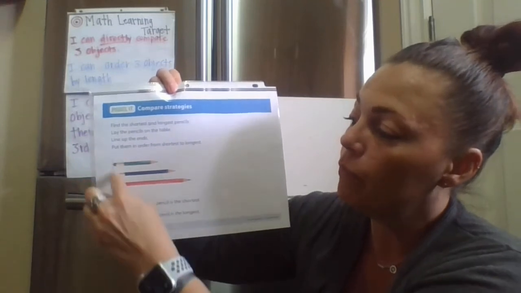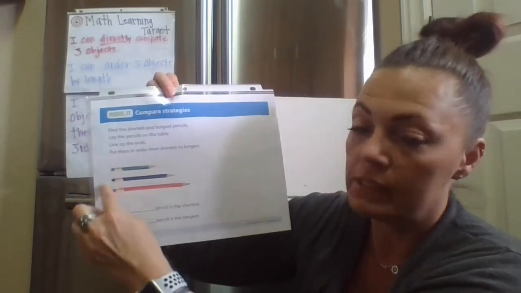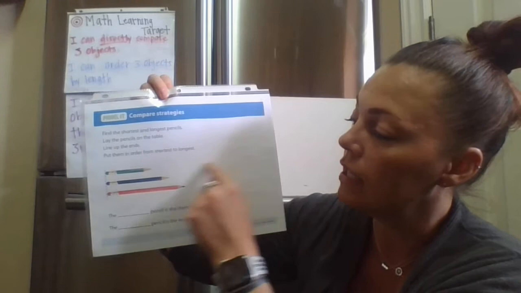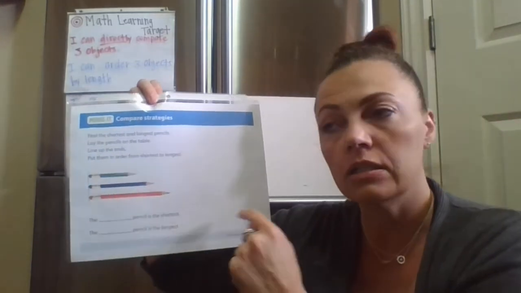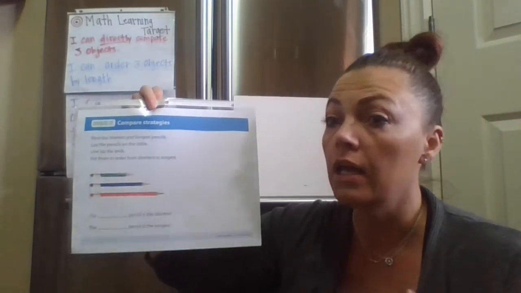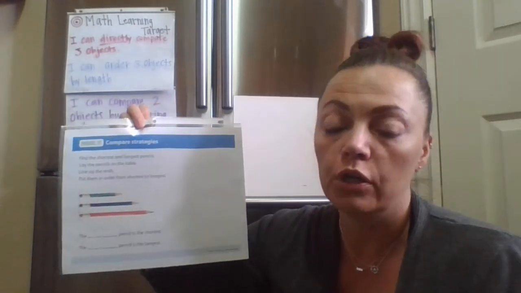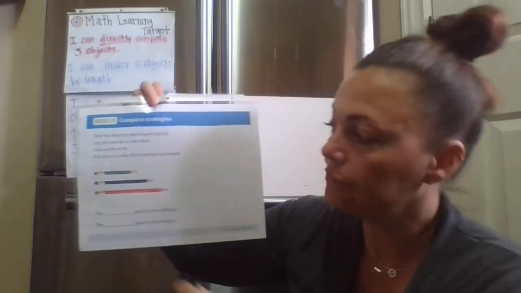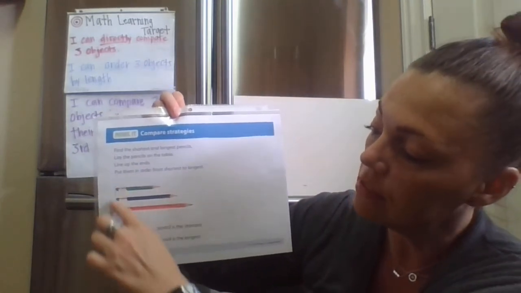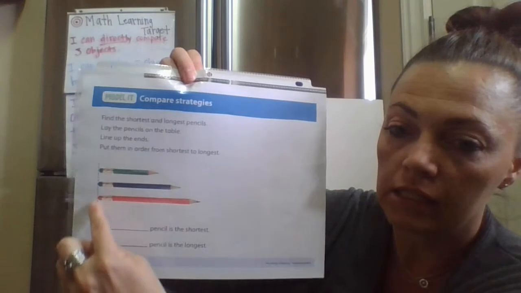So your starting line can either go up and down like this, or it can be horizontal like this. It doesn't really matter. It just depends on what you're comparing, but you always have to start with a starting line so that you know that you're comparing them correctly. Okay, so it says line up the ends. See, they lined up the ends on that dotted line. That's the starting line. Put them in order from shortest to longest.